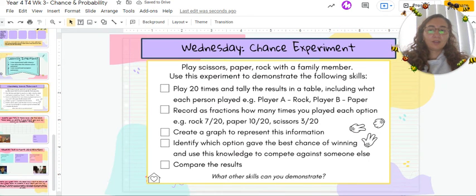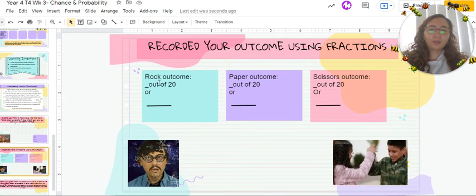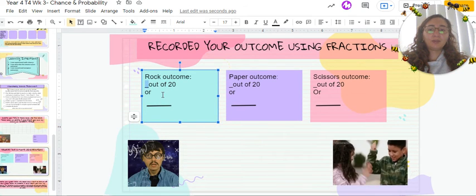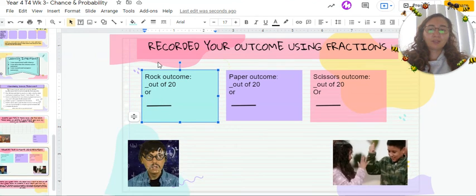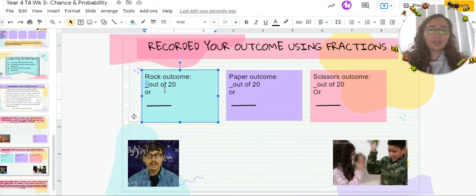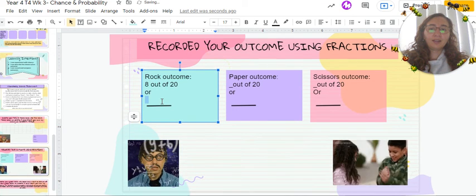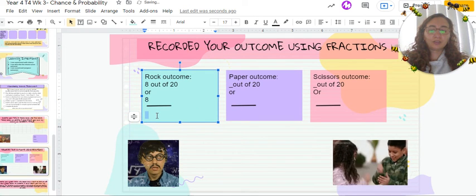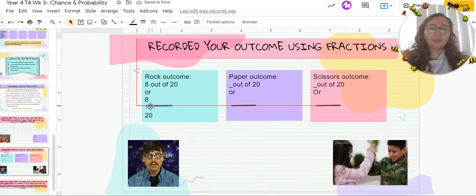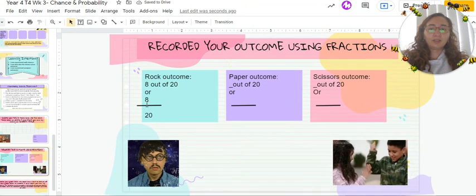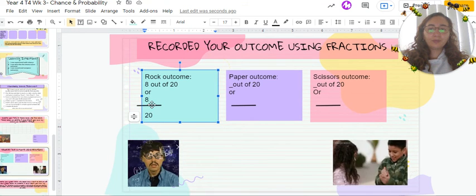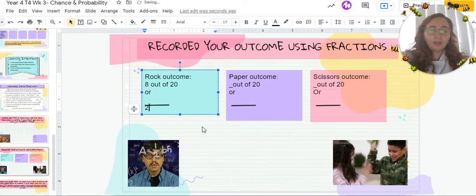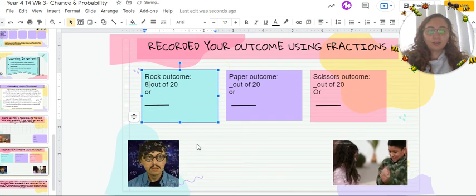Okay, let's go back. So here is where you can put your results in fractions. So the rock outcome, how many out of 20 were rock, and then put the top number. So if it was, say for example, 8, you can delete the line, put 8, and then to show 8 out of 20 as a fraction, it would be 8 over 20. Okay, I know it doesn't look perfect. You can always just move the line across. All right, so obviously you have to actually complete the experiment first. Here we go.